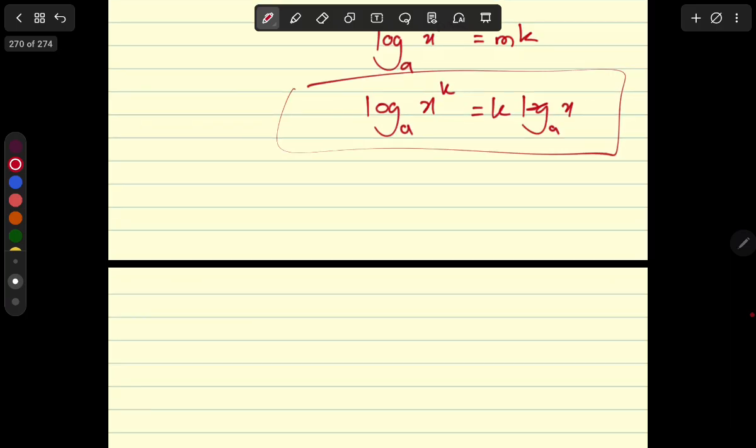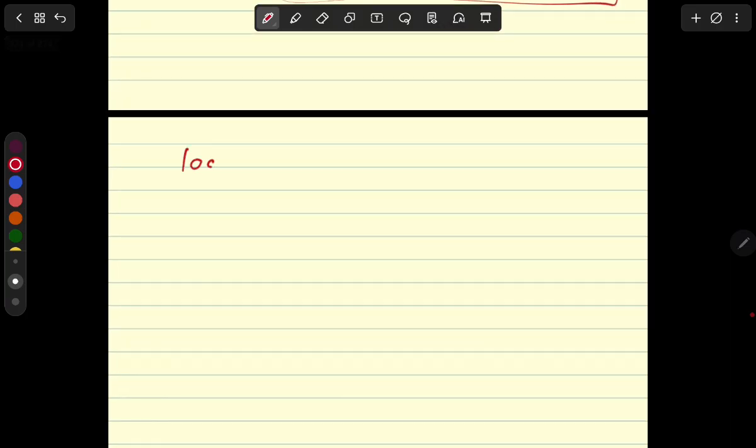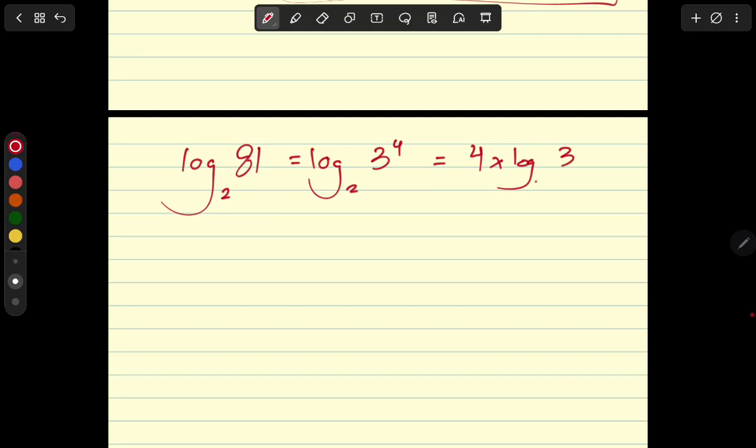Now I want you to do it another way as well. Now we are proving here that log 16 to the base 2 is log 2 to the power 4 to the base 2, or rather let me do 81 here, right? So this becomes log 3 to the power 4 base 2, and this is 4 times log 3 to the base of 2.